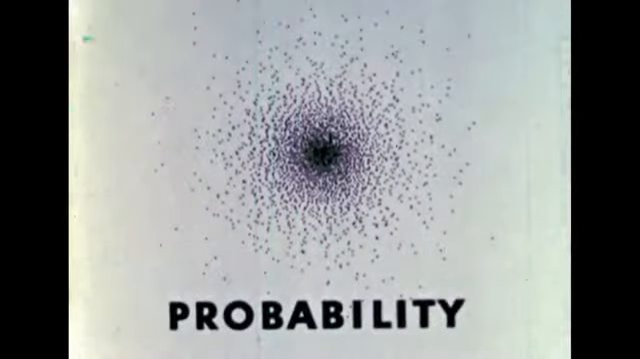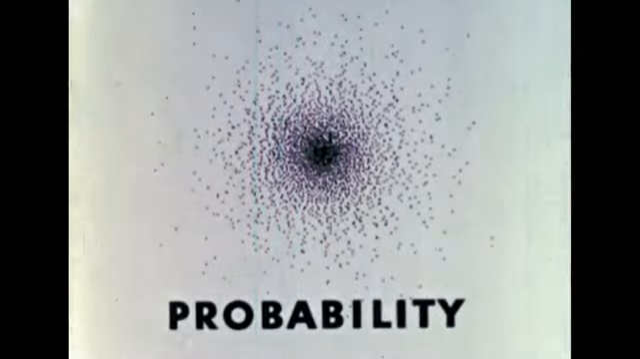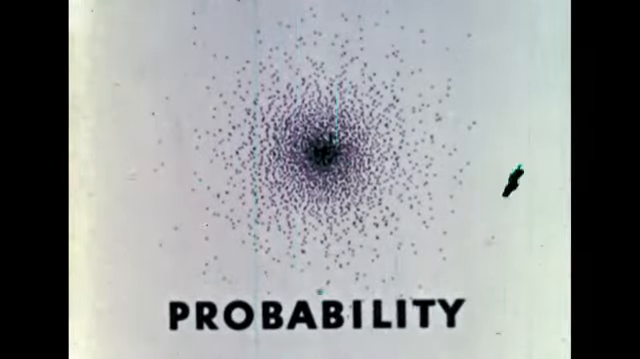But remember that the orbital represents only the probability of finding the electron at a certain location. If we could observe the electron, at any one instant the electron would be found at some particular location. At another instant, it would be found at some other location.